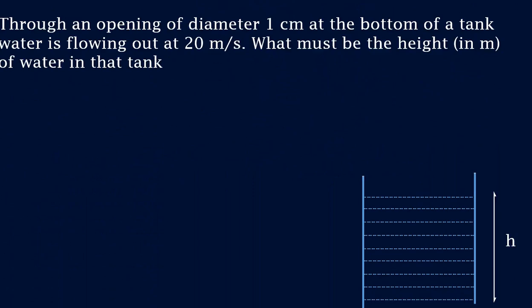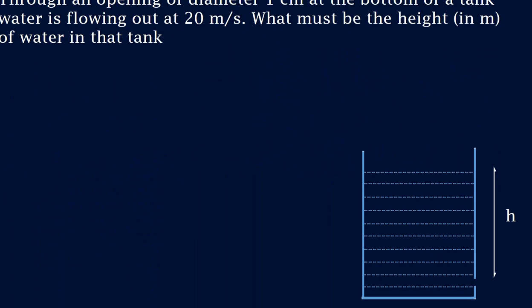Problem 2. Through an opening of diameter 1 centimeter at the bottom of the tank, water is flowing out at 20 meters per second. What must be the height in meters of water in the tank?